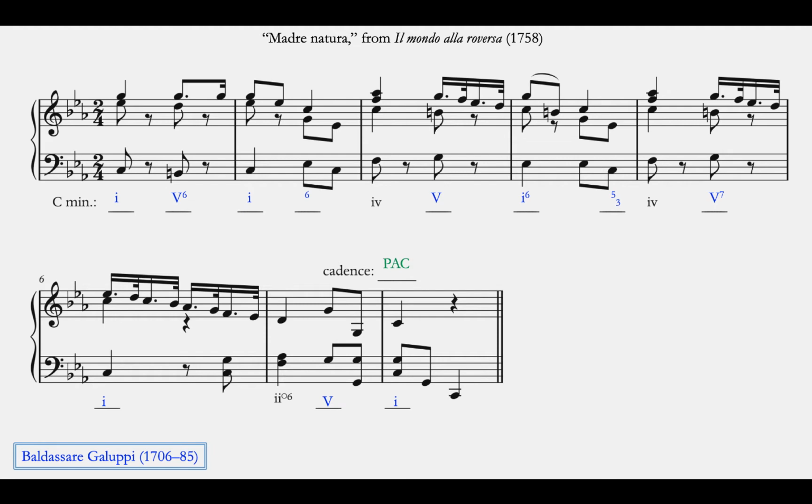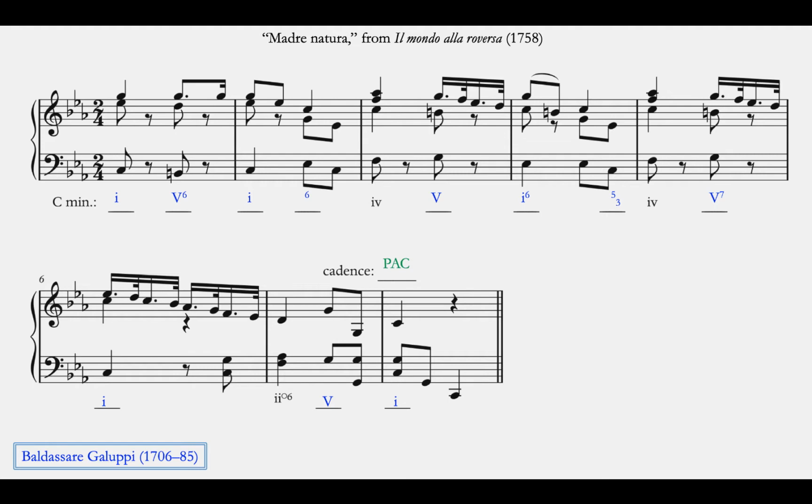The end of this excerpt is a perfect authentic cadence. Why? Because it's root position 5 going to root position 1, and the melody note for that root position 1 is the tonic note. Perfect authentic cadence. I want to emphasize that cadences involve root position chords, whether it's a half cadence on root position 5, or an authentic cadence, root position 5 going to root position 1.